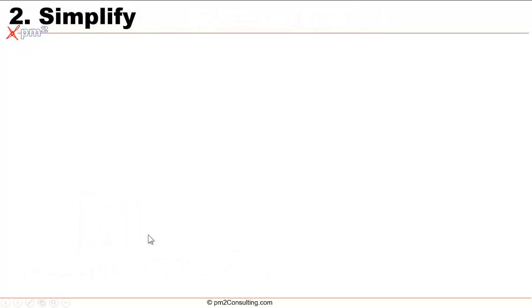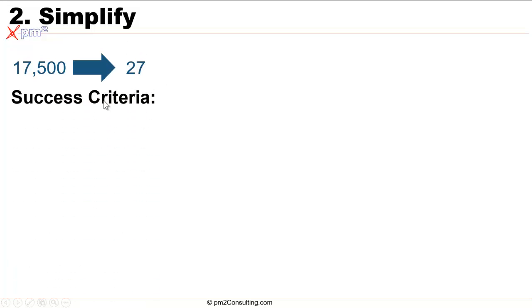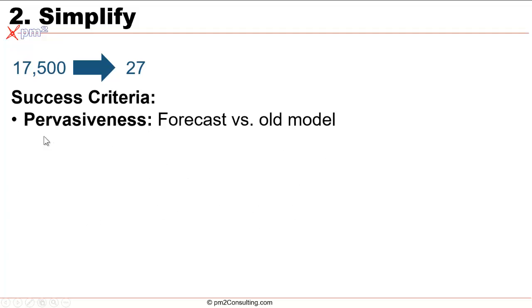Let's take an example. One of our clients, which is about $35 billion in sales, when we went in, had about 17,500 drivers. Through the work we did in simplification, we ended up with about 27 drivers. And we decided, what's the criteria for success? How do we know these 27 have done a good job? Well, we identified 4 things.